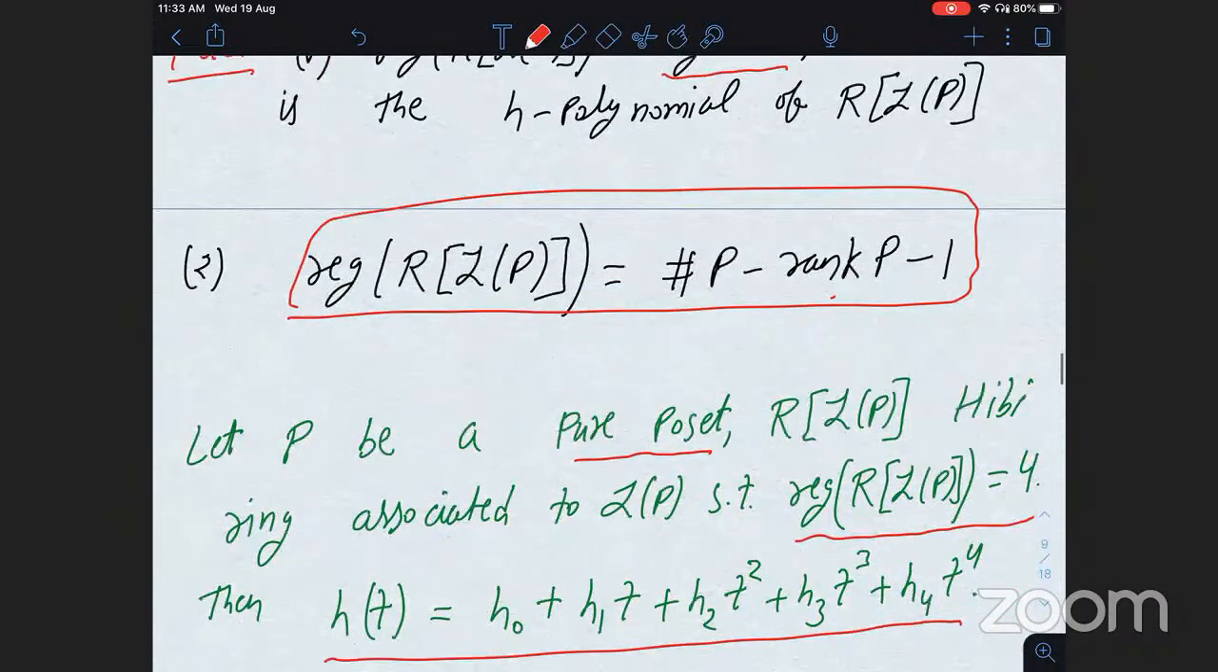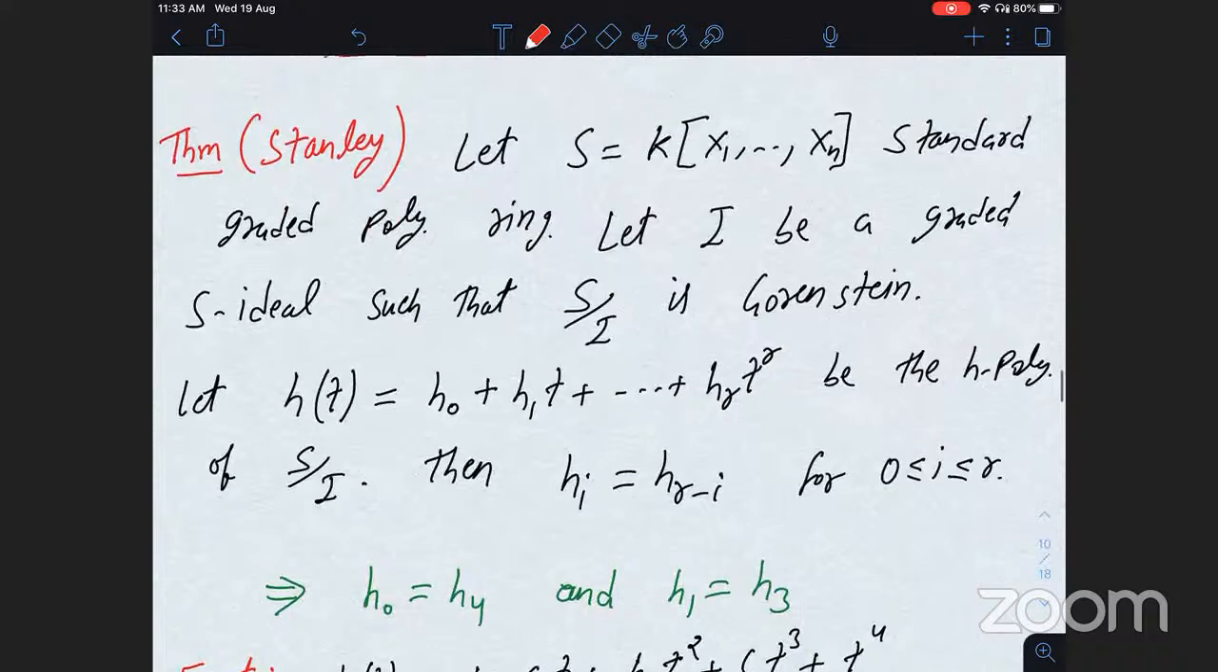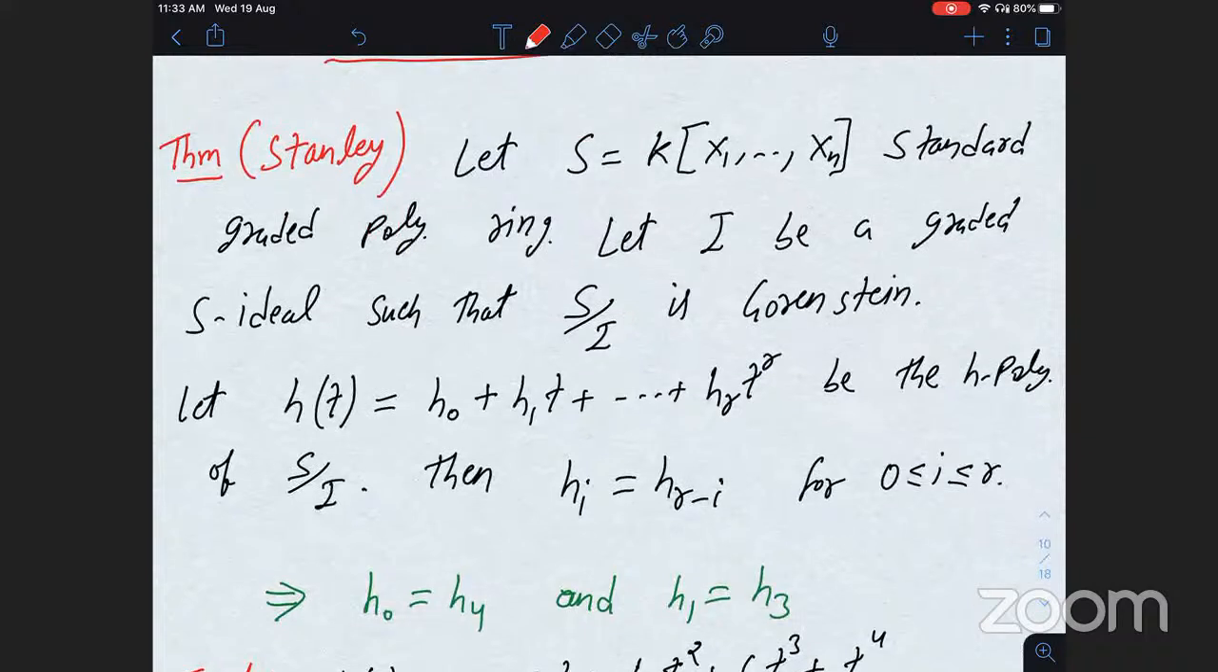Now one theorem due to Stanley. This is actually about the h polynomial. Let S be a standard graded polynomial ring. Let I be a graded S ideal such that S mod I is Gorenstein. Let h(t) be the h polynomial of S mod I. Then h_i will be equal to h_{r-i}, for i between 0 and r. So that means h_0 will be equal to h_r, h_1 will be equal to h_{r-1}, and so on.